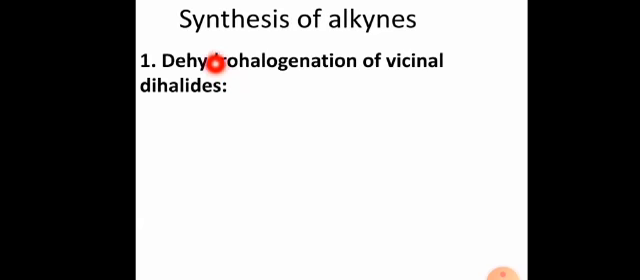Okay, how can we synthesize alkynes? We can synthesize them by using vicinal dihalides as reactants, right? Vicinal means adjacent, di means two, and halides means halogens. So we will choose the alkyl halides that have two halogen atoms attached to the carbon chain.